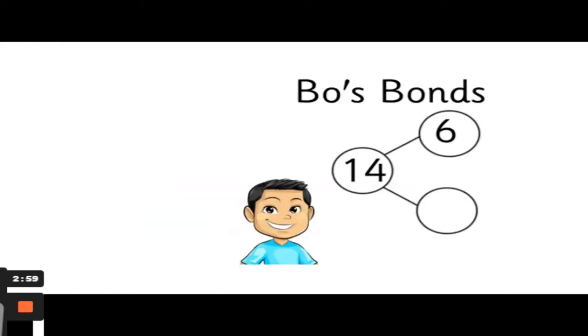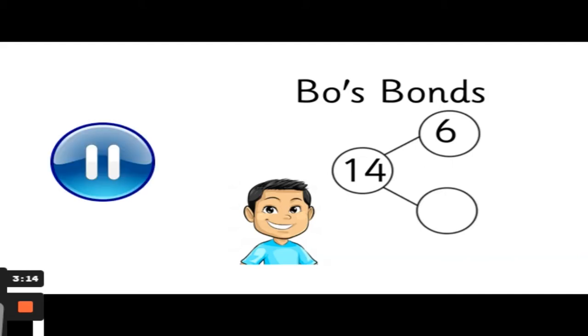Well done. So now we have got Bo's bonds. And Bo has got his part whole model. We know that the part is 6. We know the whole is 14, but we are missing that other part. So I want you to pause the video and write down what you think the missing part is.